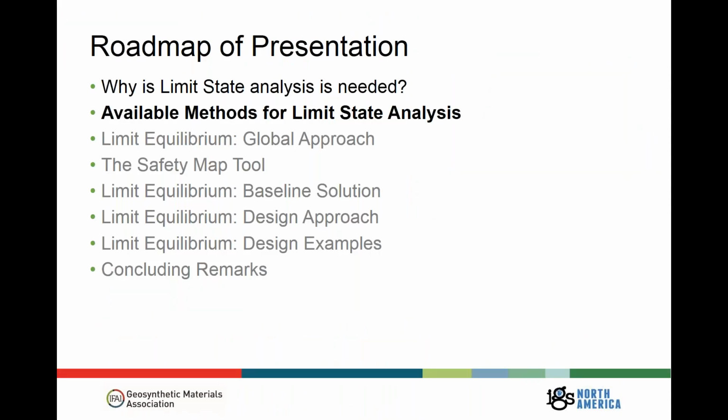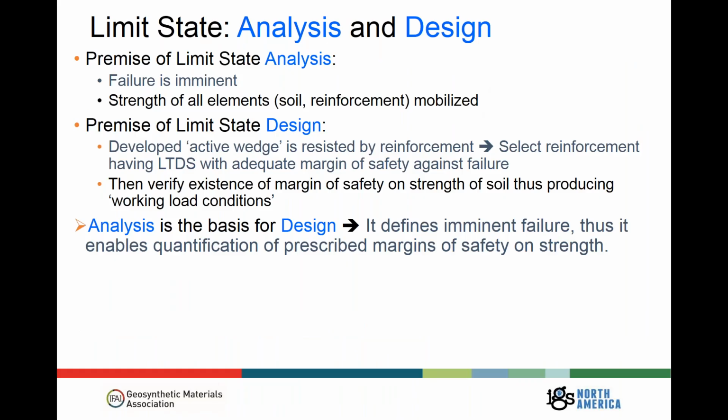So let's talk about available methods for limit state design. The premise of limit state analysis, as we discussed, is that failure is imminent. It's just about to happen. We're designing for the worst case. We're using all the soil strength. We're using all the reinforcement strength. This slope is going to collapse if anything happens.